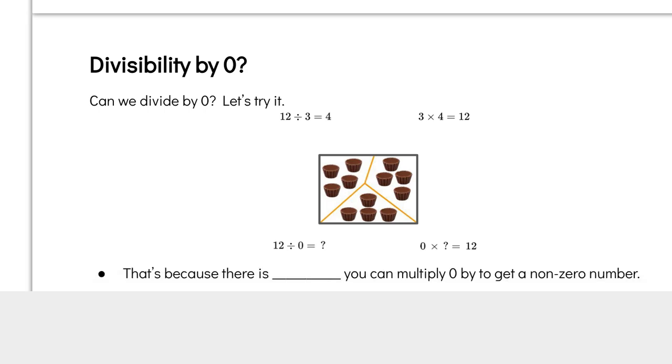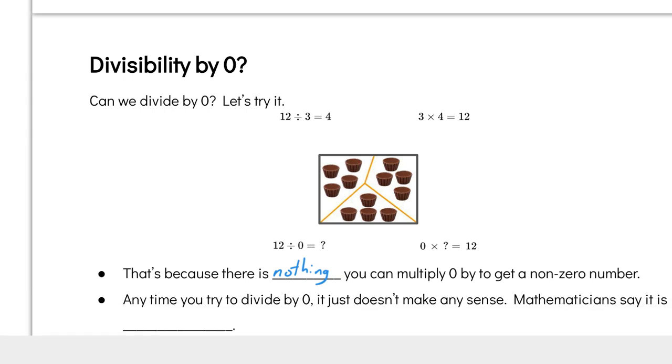That is because there is nothing you can multiply by 0. There's nothing you can multiply 0 by to get a non-zero number. Anytime you try to divide by 0, it just doesn't make any sense. Mathematicians say it is undefined.